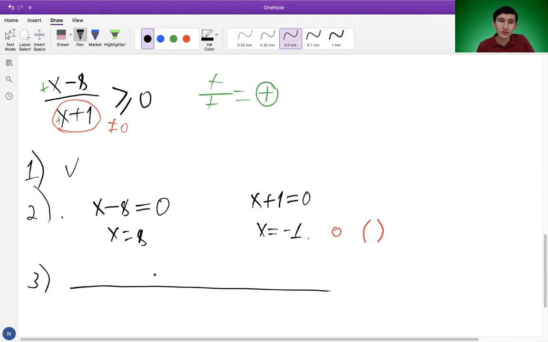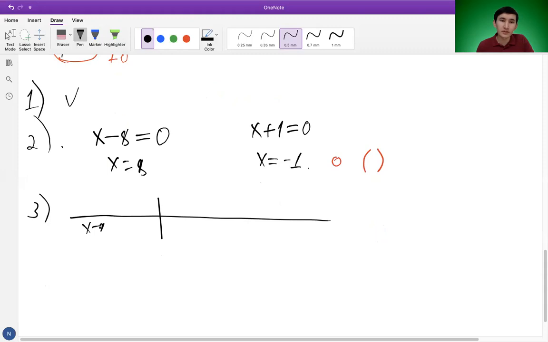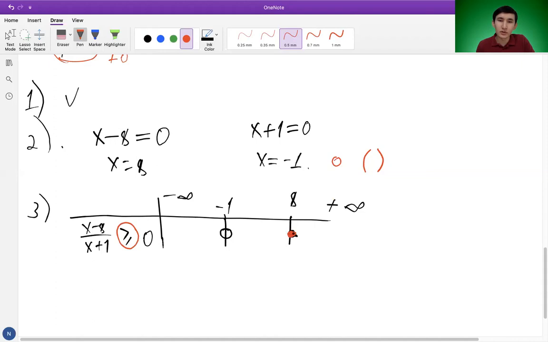And let's draw here a sign chart. Our inequality, x minus 8 divided by x plus 1, is greater than or equal to 0. Here, let me write the roots of the inequality, the zeros of the inequality, in ascending order. Starting from minus infinity, here we have minus 1, and here we have 8 till plus infinity. Look, we've said that the denominator must not equal 0, so we point minus 1 with a non-filled point. And we point 8 with a filled circle because the symbol is non-strict, so we use filled points.